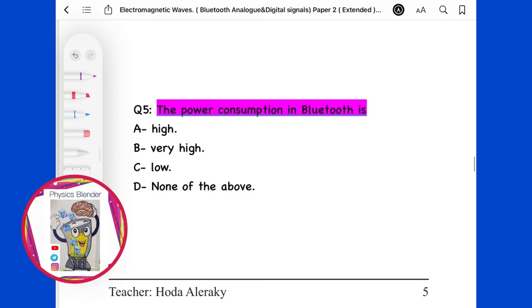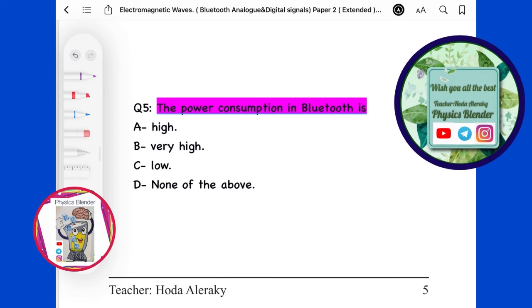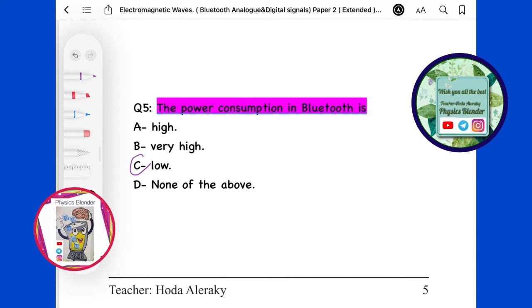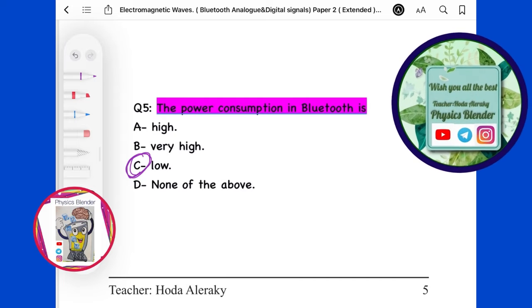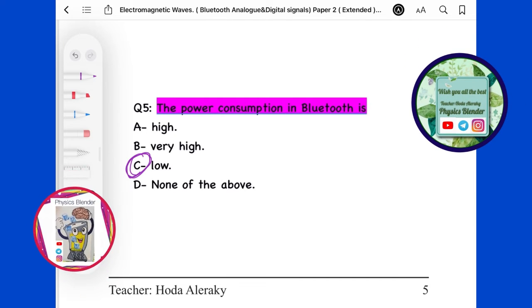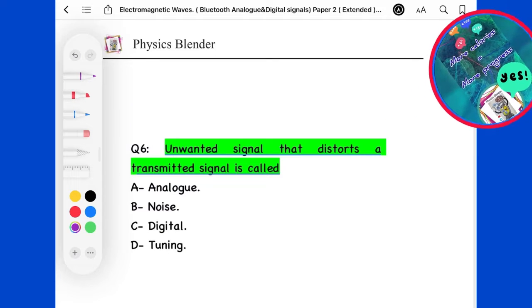The last question about Bluetooth here is the power consumption in Bluetooth. It's low. It's not high, it's not very high. It's consuming less power. Is it clear?